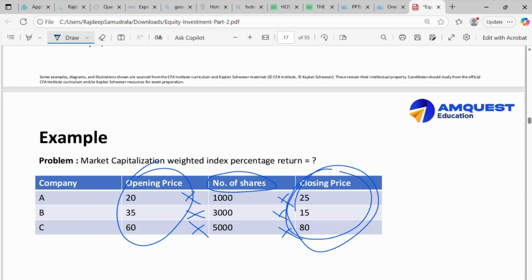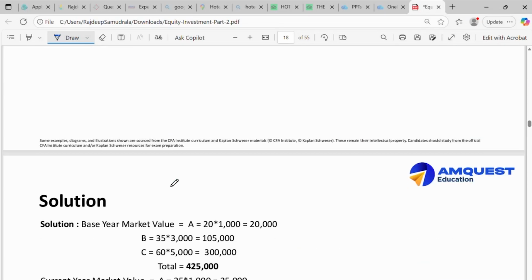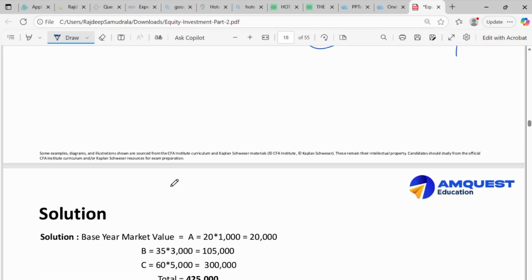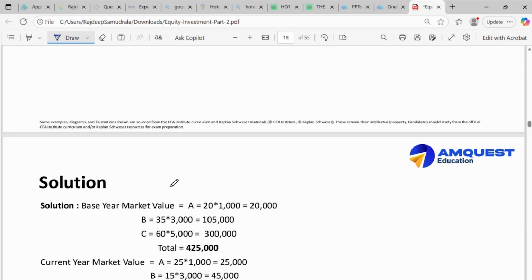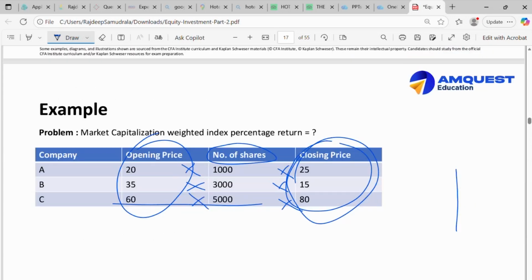Now try finding out the market cap of the first lot. Okay, total market cap. So 20,000, 1 lakh 5, and 3 lakhs. How much does that come to? 4 lakh 25,000, right? Let me just quickly see. So 4 lakh 25,000, correct? So this is 4 lakh 25,000, which is the base year market cap of those shares, correct?